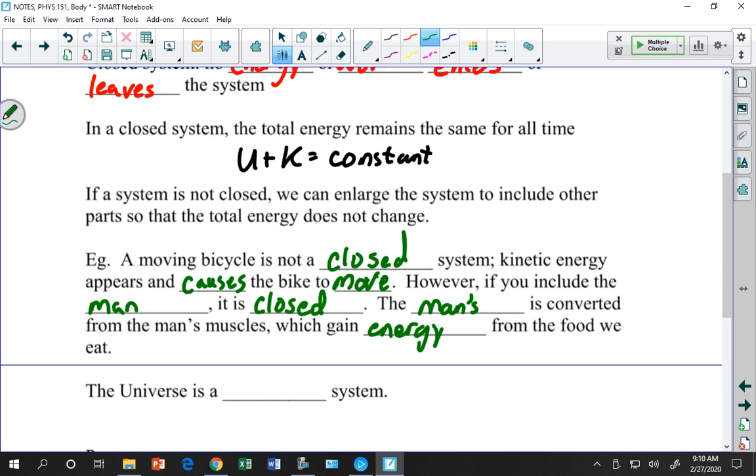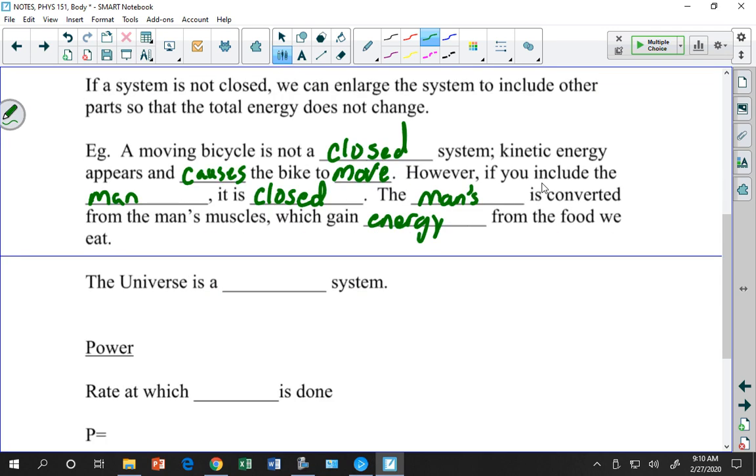Let me draw a picture to explain. So if we have a bicycle. Oh goodness, can I draw a bike?